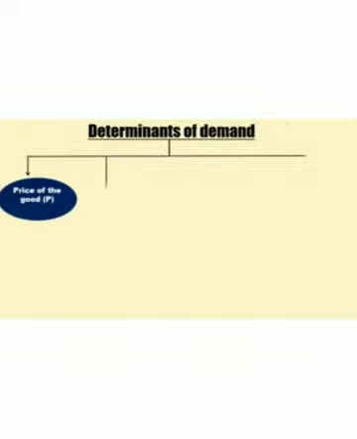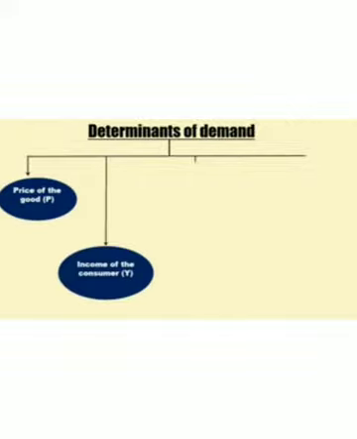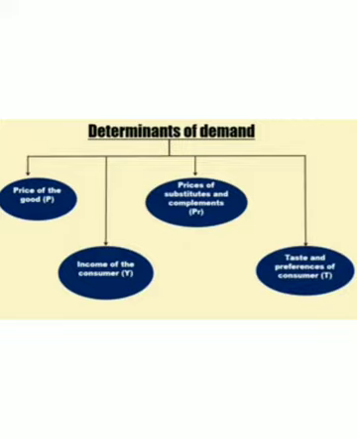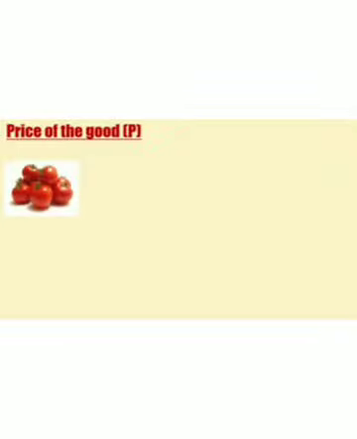The most important determinants of demand are price of the good, income of the consumer, price of substitutes and complements, tastes and preferences of the consumer. Let us first discuss about the most important determinant of demand, price of the good, which is denoted by P. Let us consider the good as tomato.